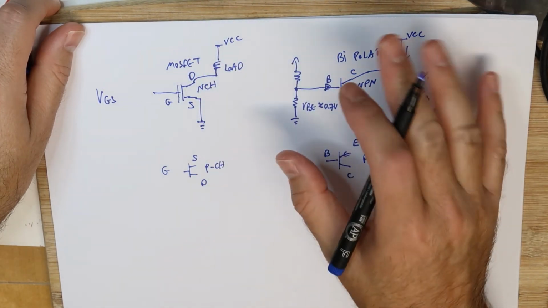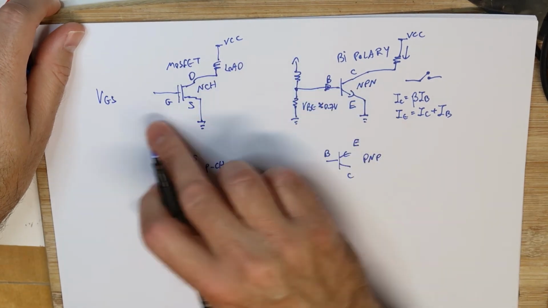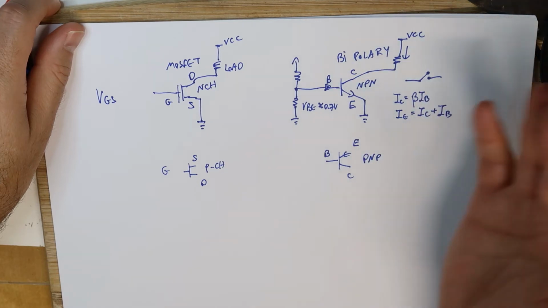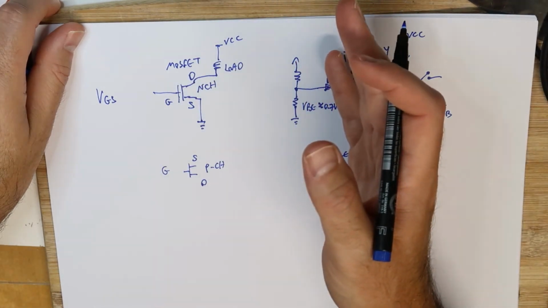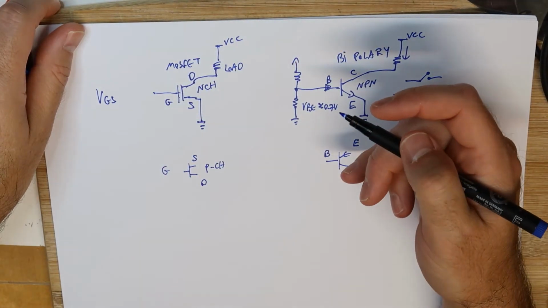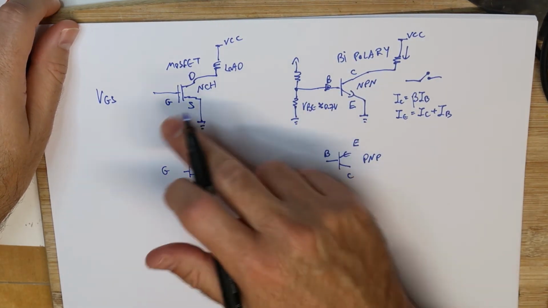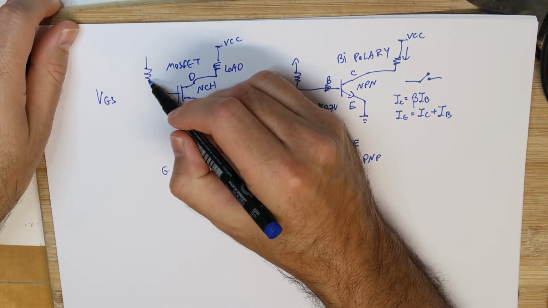It will conduct and the current will flow, and there is no current through the gate, because when it is fully charged, there is nothing that flows here. Okay, in order to make it work, you can do the same.